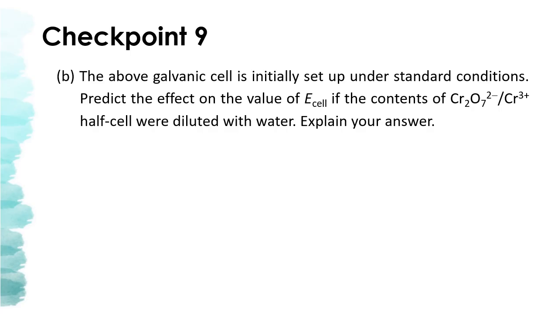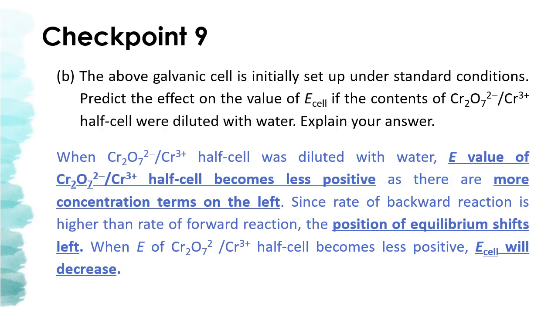Now for checkpoint 9 part B, what will happen if I add water to the half cell that contains Cr2O7 2-/Cr3+? This is not an easy question to answer, but I need you to pay attention. When you add water, there are actually more aqueous ions on the left-hand side. So there is a decrease in concentration for all the aqueous ions in the half equation.